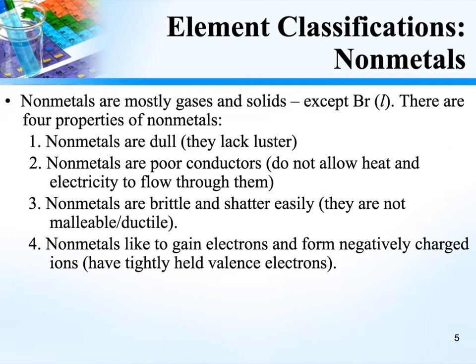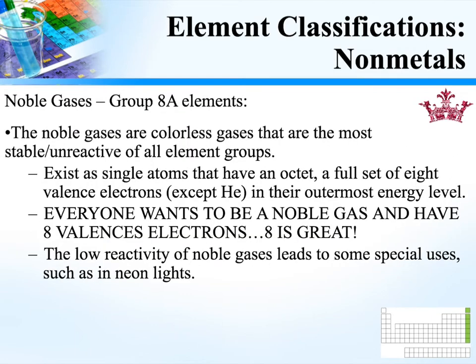So the nonmetals have tightly held valence electrons, which makes it harder for them to lose electrons, and that's why they'll gain. We're going to discover that all elements will gain or lose or share electrons until they have the 8 in their outermost energy level. And in fact, what they're trying to do is have the stable electron configuration of this group, the noble gases, which is the group 8A elements, the ones on the far right of your periodic table.